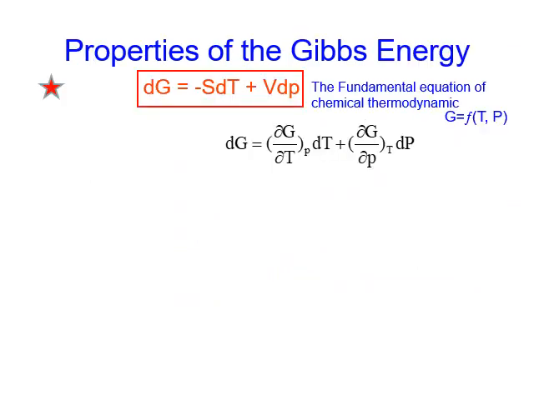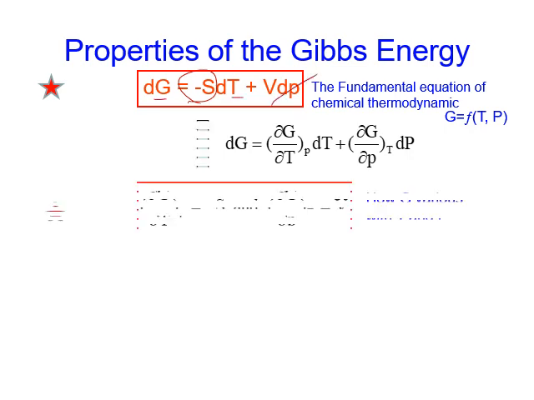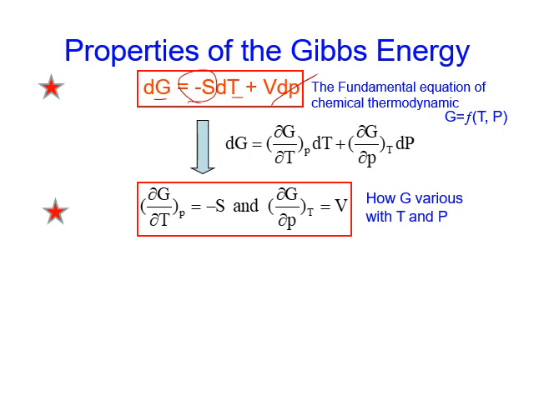We now have the fundamental equation of chemical thermodynamics: dG equals negative SdT plus Vdp. This equation tells us that the Gibbs energy is a function of temperature and pressure. Negative entropy is the partial derivative of Gibbs energy over temperature when pressure is constant. Similarly, volume is the partial derivative of Gibbs energy over pressure when temperature is constant.